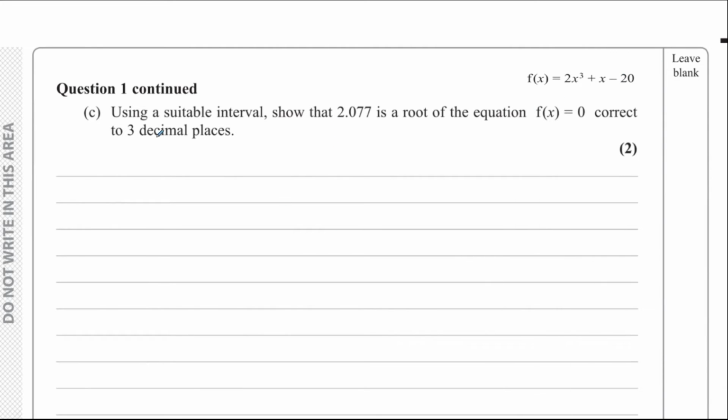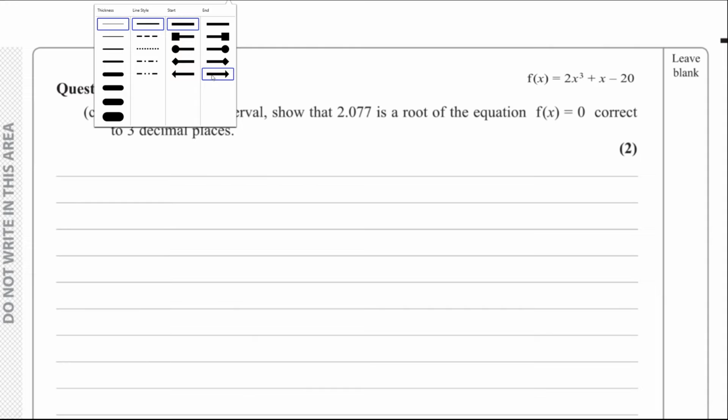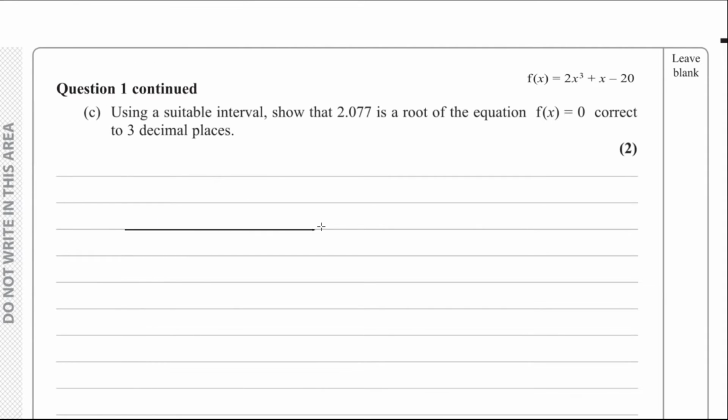But they want to show that 2.077 is a root of the equation, correct to 3 decimal places. Now, in order to do that, they want us to use a suitable interval. We have to think about the following. This is now justifying that this is a root to 3 decimal places, and it has something to do with limits of accuracy. So let's say that this is the root, 2.077 correct to 3 decimal places. Now, if it's correct to 3 decimal places, that's like 0.001. If you divide that by 2, it's going to give you 0.0005.